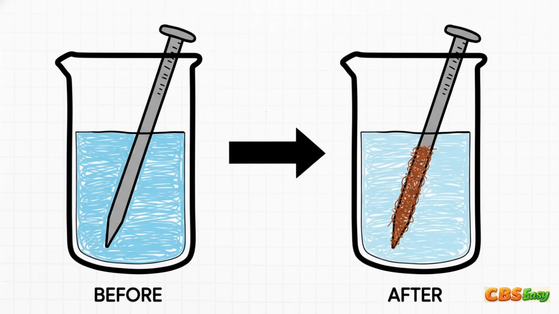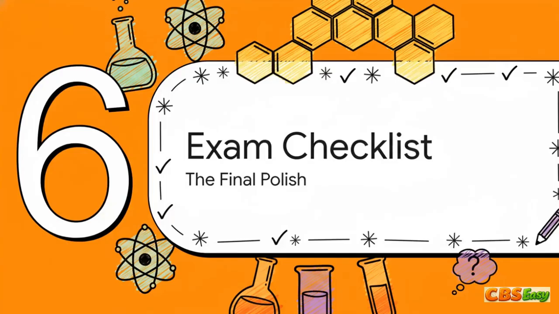So when you drop that iron nail into the solution, the iron literally kicks the copper out of its spot and takes its place. That's why the blue color of the copper sulfate fades away, and you get that reddish-brown layer of copper metal on the nail. Phew, we've covered a ton of ground.